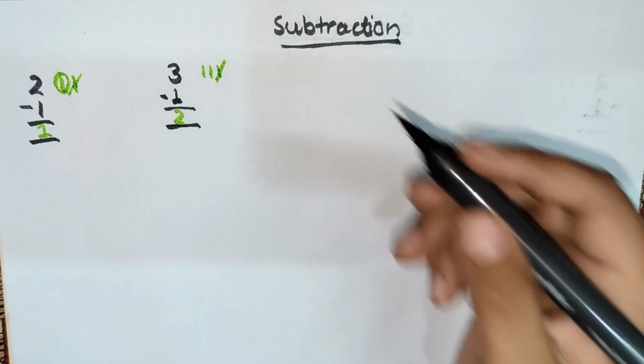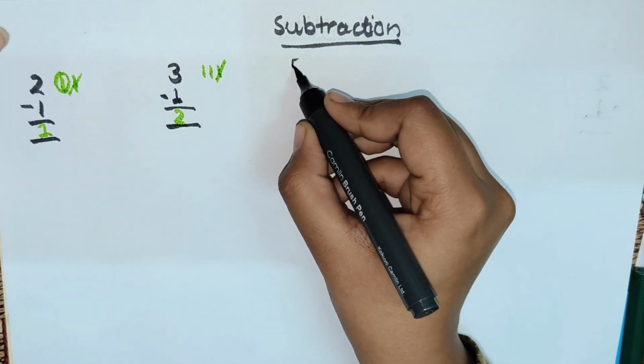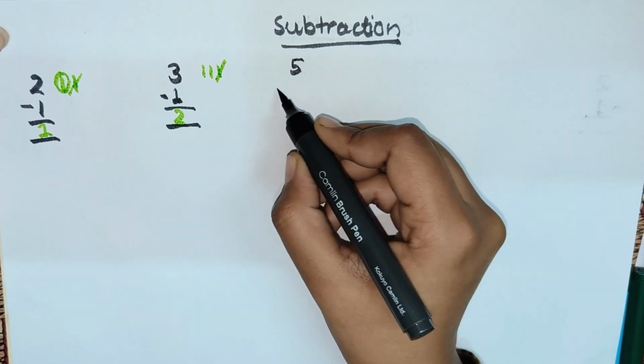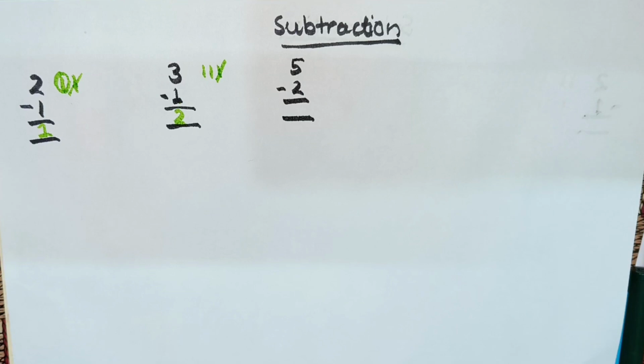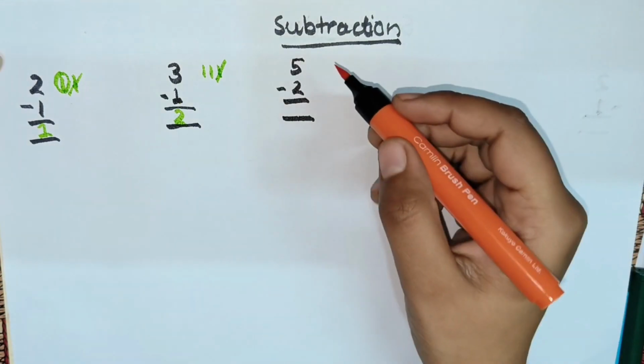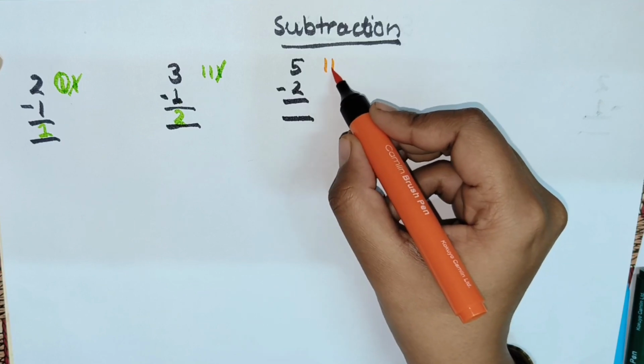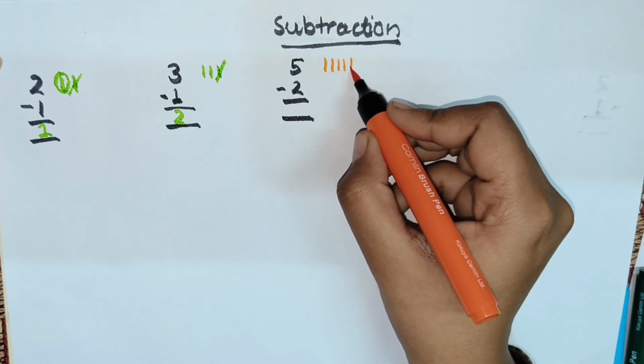Next I am giving you another question, that is 5 minus 2. What is 5 minus 2? Now what will you do? You will draw 5 lines in front of 5. 1, 2, 3, 4, 5.